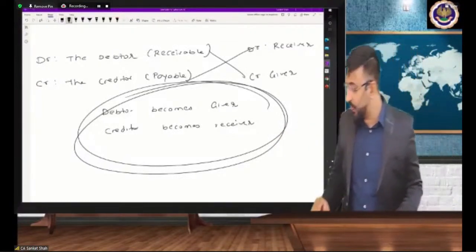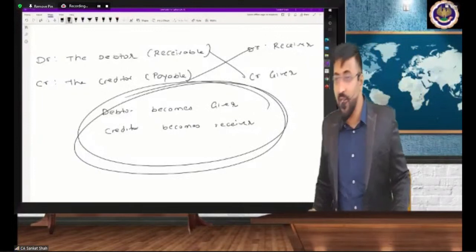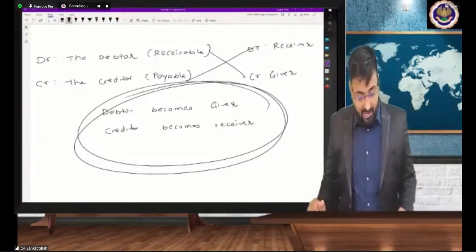Debtor arises when? Yes, debtor. Very good. Creditor. Yes, very good.